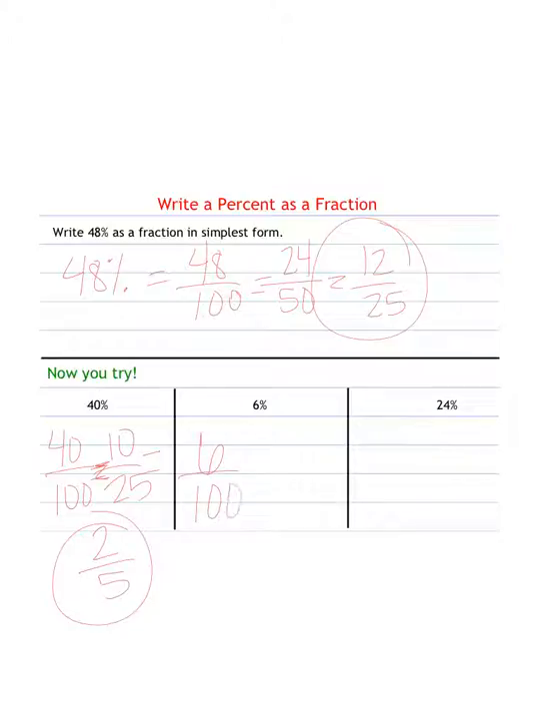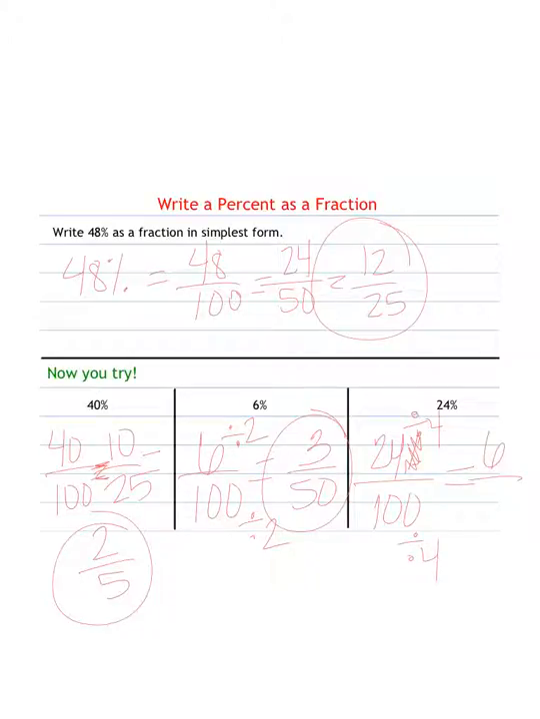6% is 6 hundredths. Divide them both by 2, and we get 3/50. And then 24% is 24 hundredths. Divide them both by 4. 24 divided by 4 is 6. 100 divided by 4 is 25. They cannot be divided by anything else, so that would be simplest form.